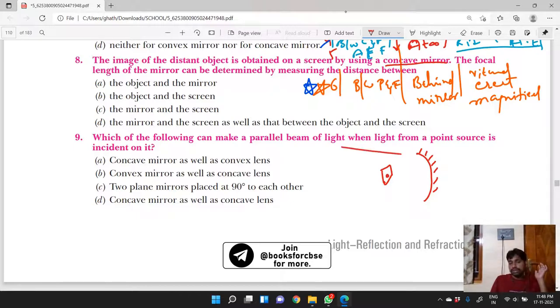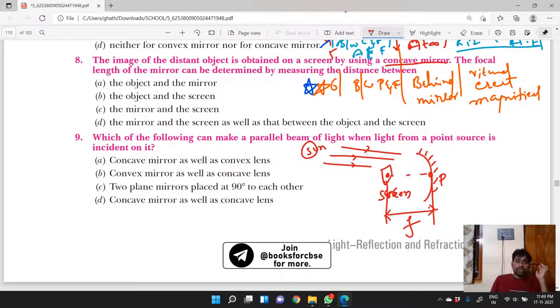If parallel rays of light are incident from the sun, then these rays of light will converge on this screen. So this distance from the pole to the screen is called the focal length. So here the answer is, we have to measure the distance from the mirror to the screen, which is the correct answer.